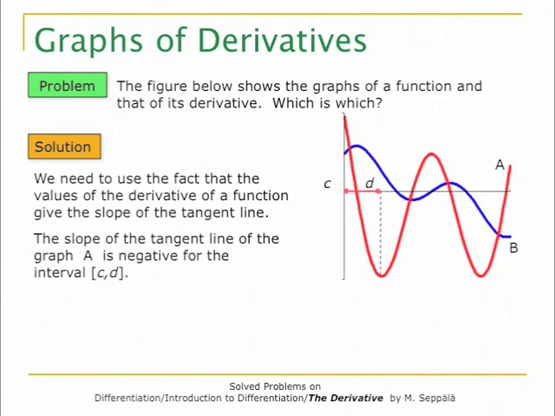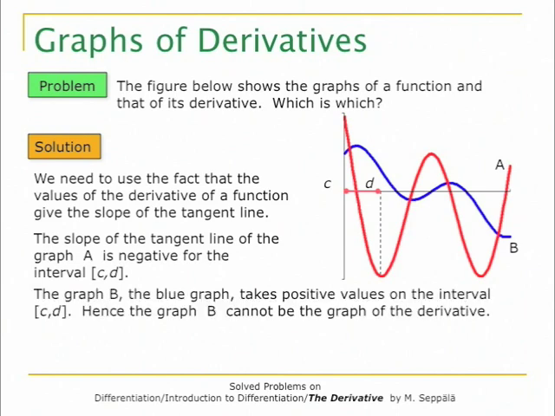Consider this interval from C to D. The red curve on that interval is decreasing. Therefore, any tangent line of the red curve on that interval has a negative slope. The blue curve, on the other hand, takes positive values on the interval from C to D, and hence we conclude that the blue curve cannot be the graph of the derivative of the red curve.